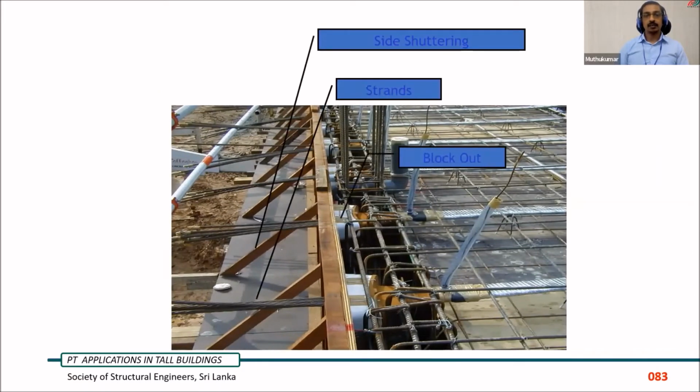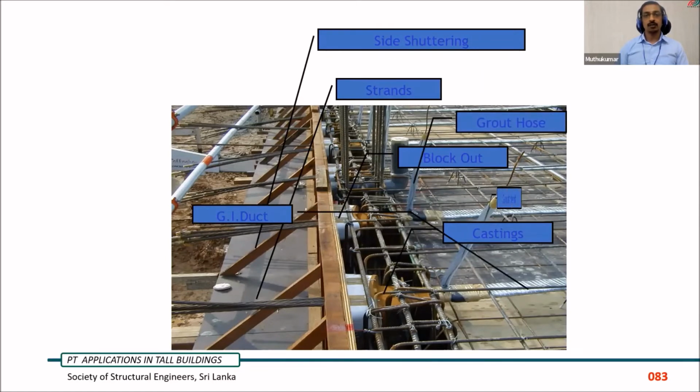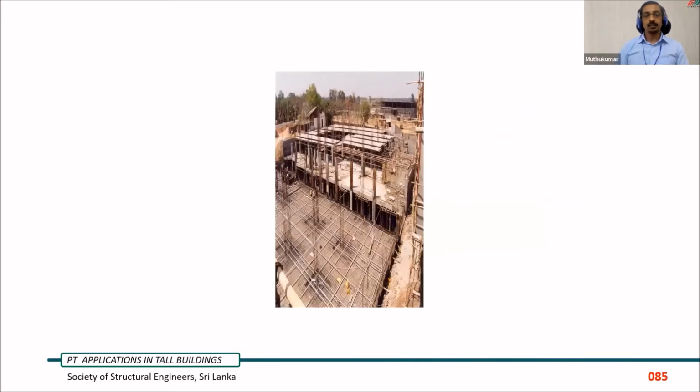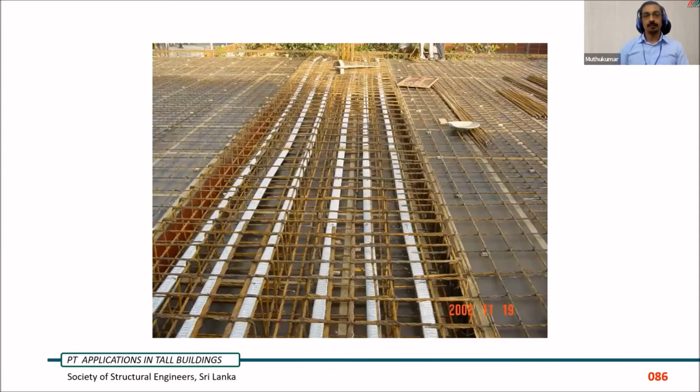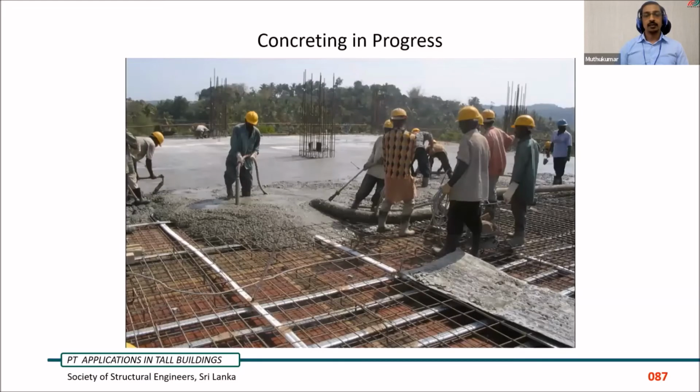So these are strands, block out, casting, galvanized corrugated duct, grout hose, and grout vent. So this is completed with the bottom mat. After that, the top mat will be done, and for beams it will be completed. After completion, when concreting starts, we have to make sure there is no tampering of the ducts while concreting.